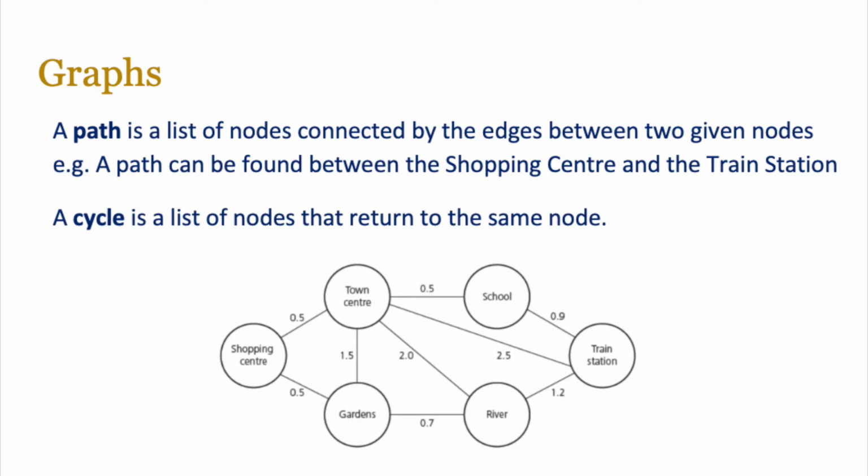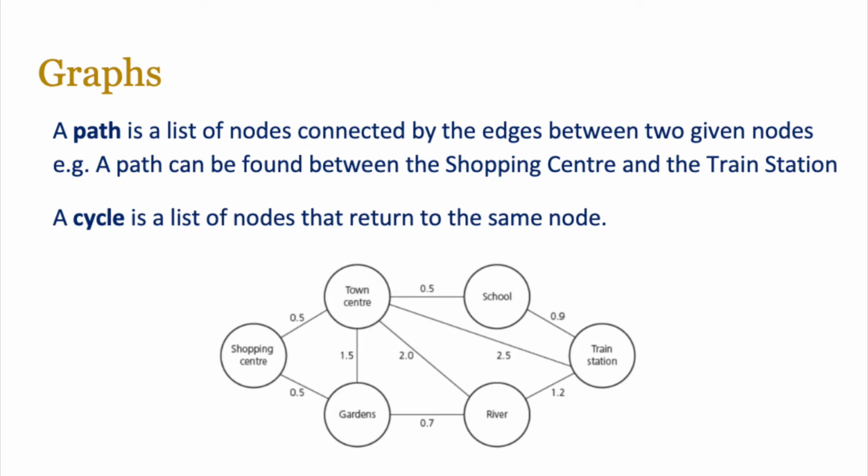A cycle, on the other hand, is a list of nodes that return to the same node. So if you wanted to go to the town center, then go to the train station to pick someone up, and then come back via the school back to the town center, that would be a cycle. So town center, train station, school, and town center would be a cycle. So in a cycle, you always return to the same node.